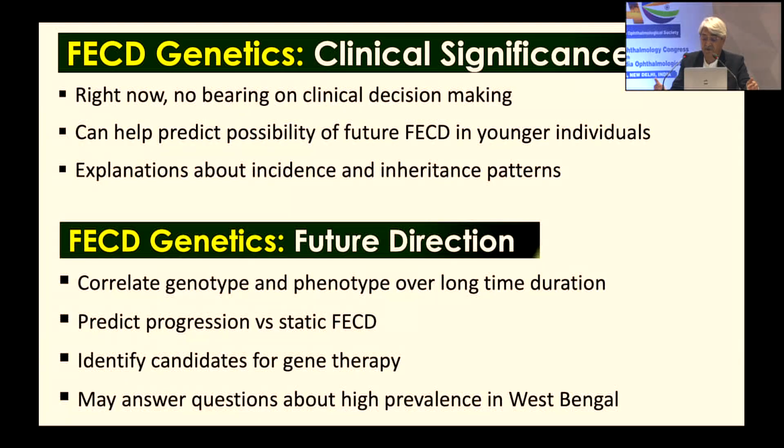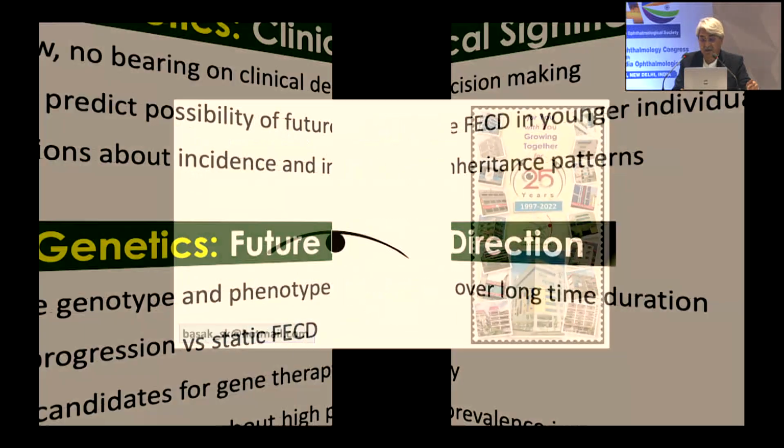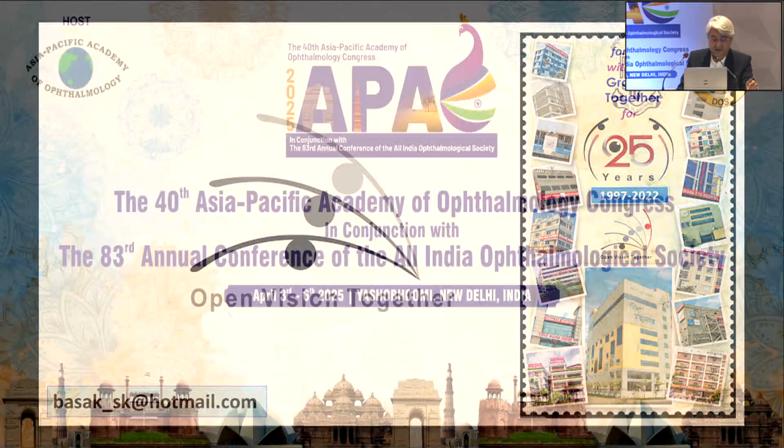If we find a certain gene, it is not a single gene, because in Caucasians they have tried to edit TCF4, as 80 to 88% of their FECD patients have it. So for them it is easier, but for us it is very difficult. This may answer questions about the high prevalence in West Bengal. Thank you very much for your patience in hearing me.